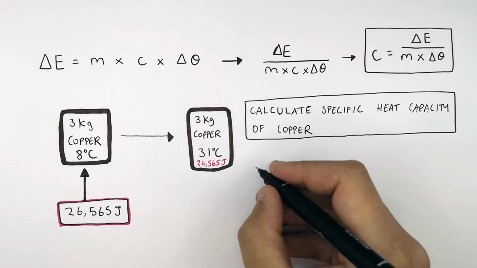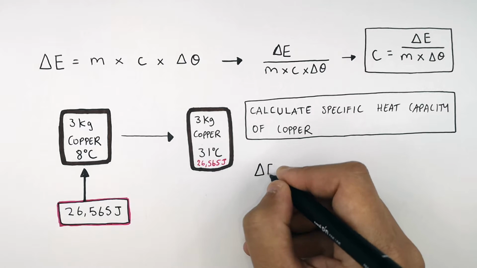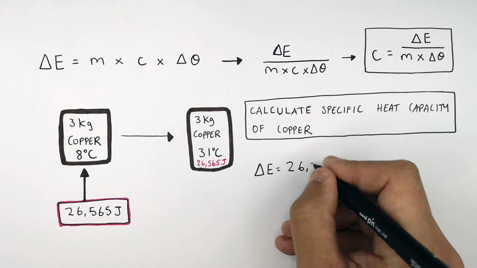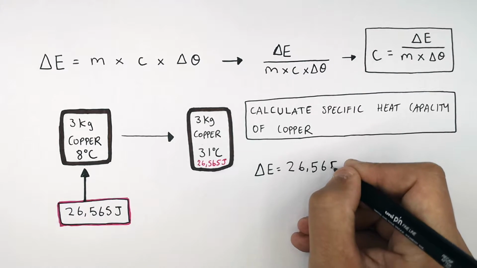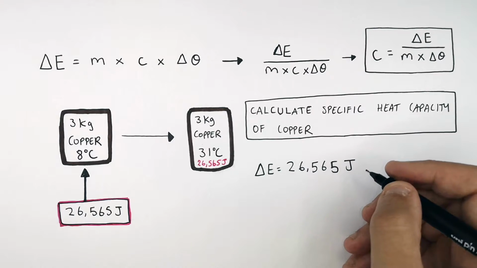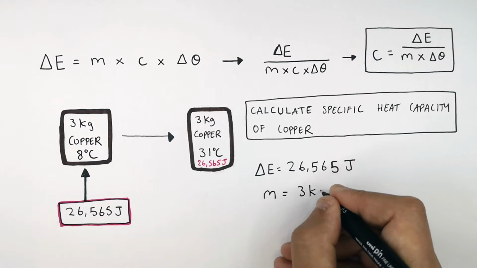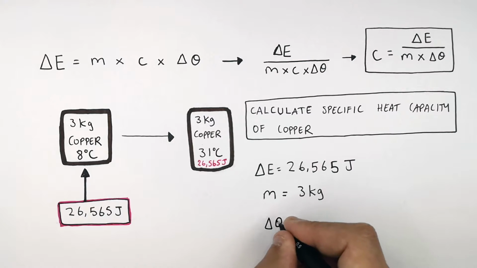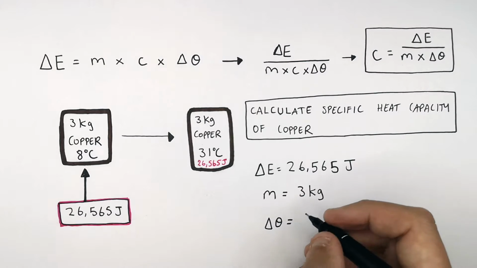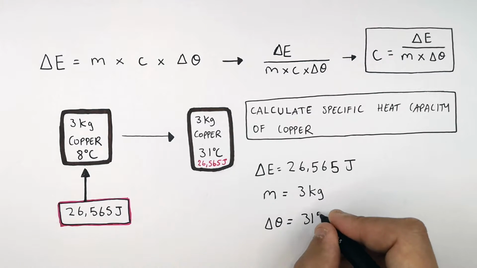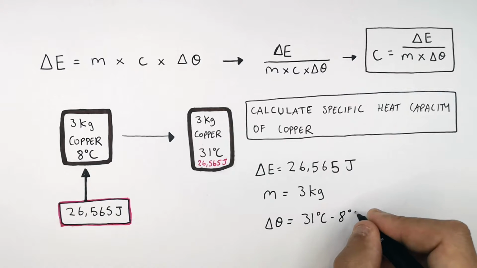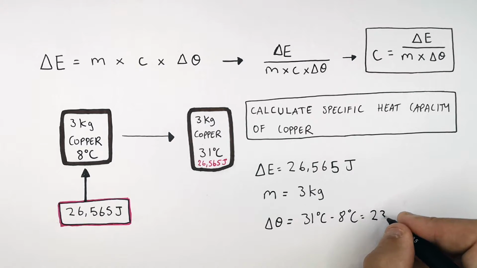So the information that we have is the energy transferred into the copper, which is 26,565 joules of energy. We've also got the mass, which is 3 kilograms. But we don't have the change in temperature. We must work that out. So it's 31 degrees Celsius minus 8 degrees Celsius, which equals 23 degrees Celsius.